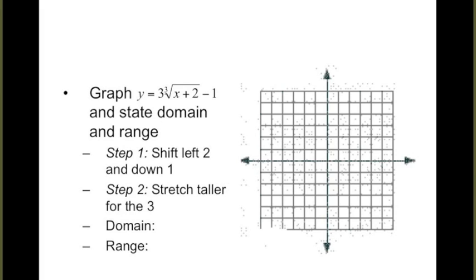So for this one, we want to take care of our shifting first. The plus 2 is going to move us 2 to the left, and the minus 1 will move us down 1. So I'm going to go 2 to the left and down 1. Now this graph didn't have an endpoint though, so that's not going to create an endpoint for us. It's going to create the center of our graph, right where that swoop happened.